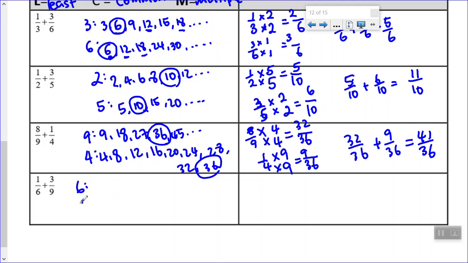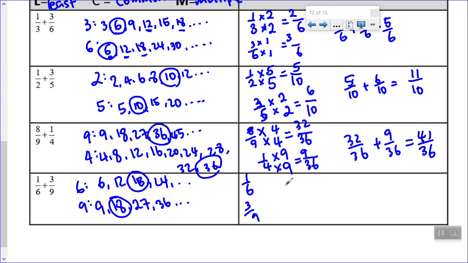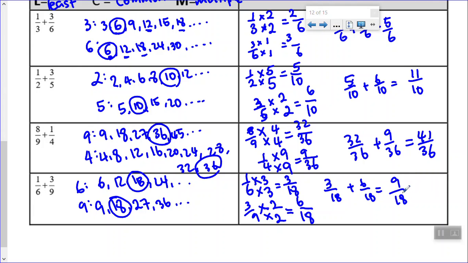Last one, let's find the LCM. 6, 12, 18, 24, goes on. 9, 18, 27, 36, goes on. It is 18. So 1/6, 3/9, you have to make 18. 6 times 3 makes 18. 1 times 3 is 3. 9 times 2 is 18. 3 times 2 is 6. So 3/18 plus 6/18. 3 plus 6 is 9 over 18.